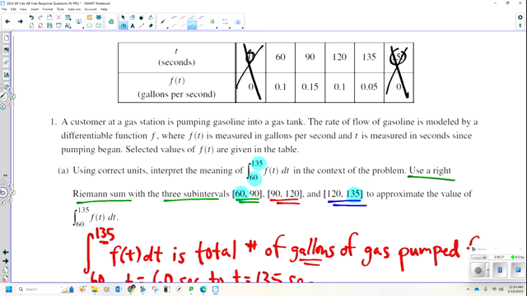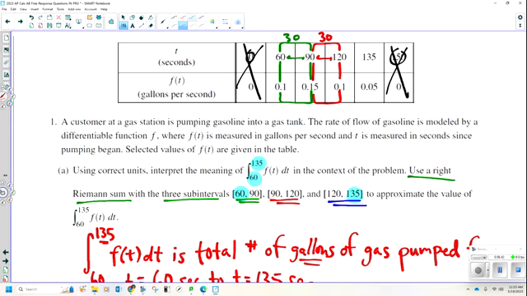So the first interval goes from 60 to 90. So I draw a rectangle here, and that has a width between 60 and 90 of 30. My next rectangle in my Riemann sum goes from 90 to 120, and this again has a width of 30.